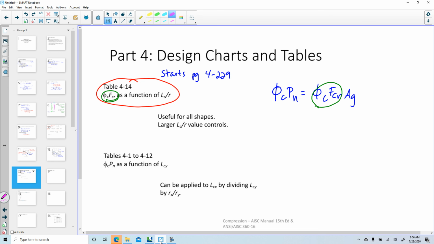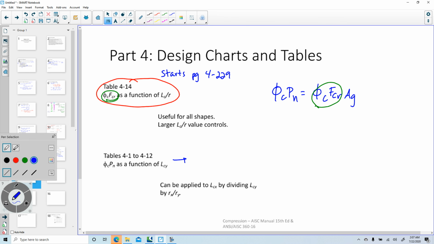Tables 4-1 to 4-12. This is similar to the tension design tables. It is the available strength, you look up a shape. I don't know where this even starts. It starts at the very beginning, a very good place to start. This is actually going to have different FYs. So let's see, what do we need to know?